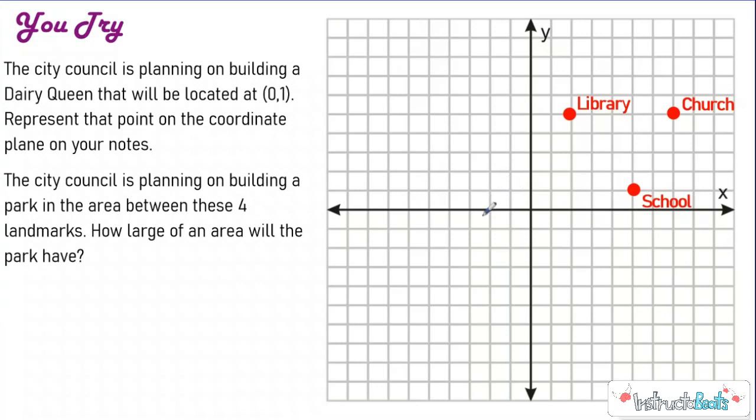So the city council is planning on building a Dairy Queen. Love Dairy Queen. Who doesn't love a blizzard? When they flip it upside down, it doesn't fall out. It's just like magic. Butterfinger blizzards are obviously the best, but everybody's allowed to have their own wrong opinion.